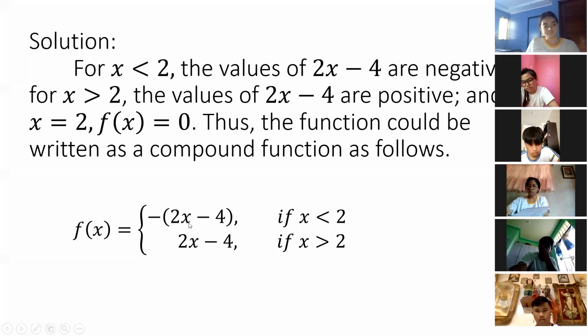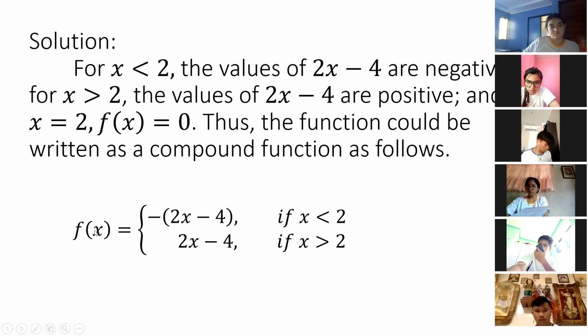Okay, so to proceed, what if x is less than 2? This notation, if x is less than 2. Okay? If x is less than 2, what are the values of your y, which is this function? So let's try 1 first. 2 times 1 is 2. 2 minus 4 is negative 2, right? So that is why if x is less than 2, this value will generate a negative value.